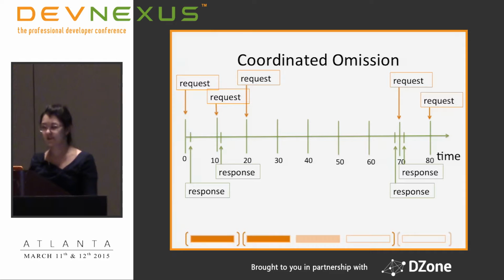So what happened here? The client coordinated with the server by waiting for it before sending the next request. And we omitted some data. So in those 20 through 70 milliseconds, we could have sent 4 more requests, but we didn't. So we're missing some data.